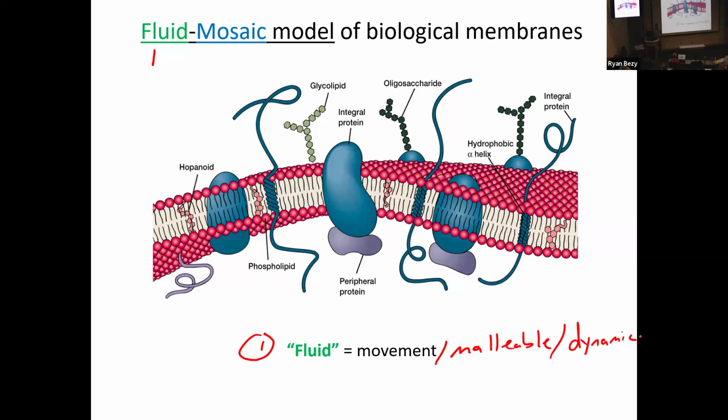What does dynamic mean? Dynamic versus static: dynamic means it's changing. Membranes are not static structures. They're not things that are stuck in place. They're malleable, they're flexible, they move over time. And that's really important because if membranes weren't malleable, every time you grabbed something with your hand, you'd be killing the cells in your body.